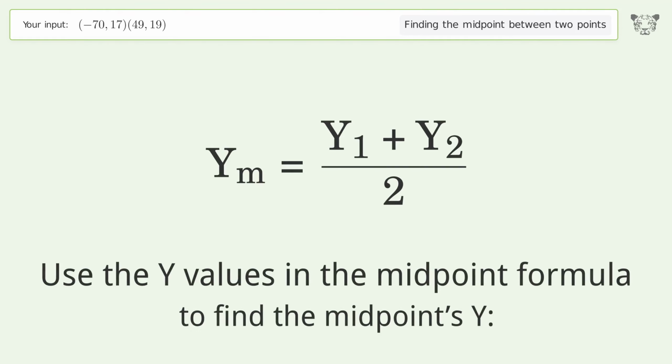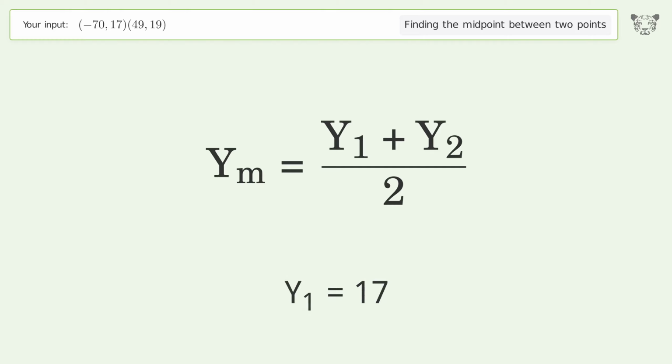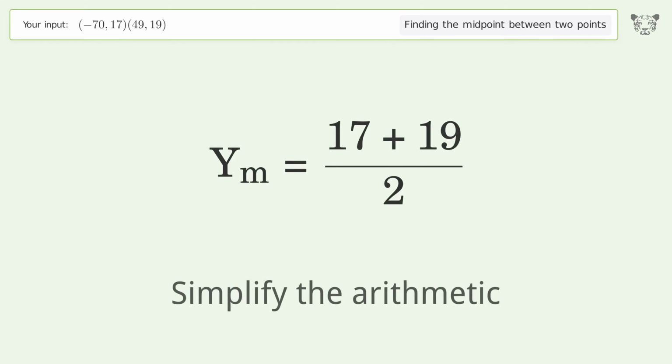Use the y values in the midpoint formula to find the midpoint's y. y1 equals 17. y2 equals 19. Simplify the arithmetic.